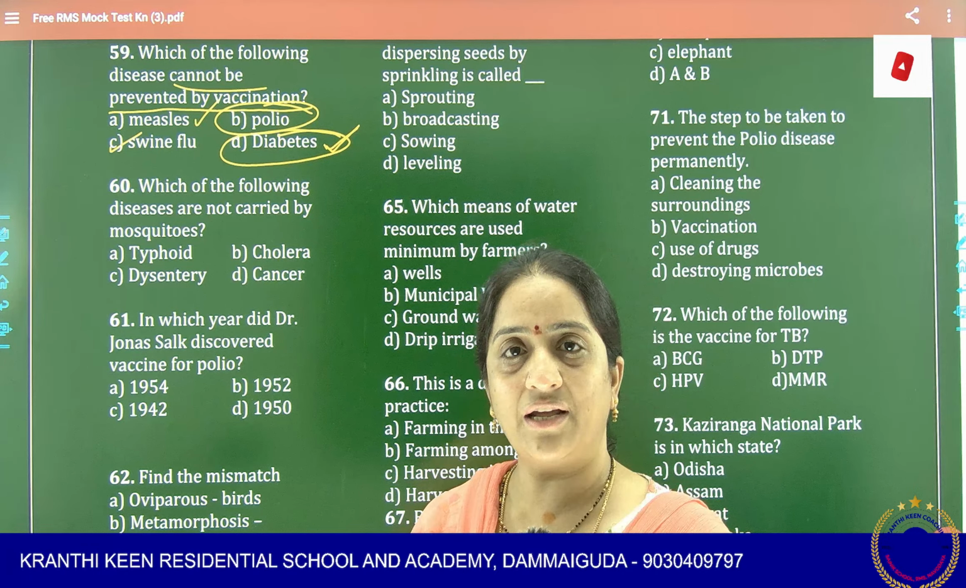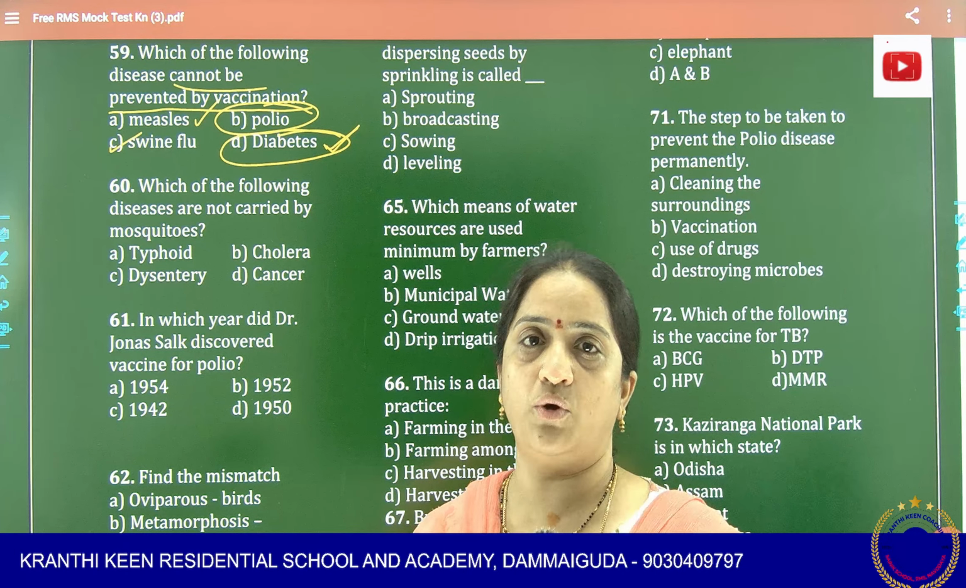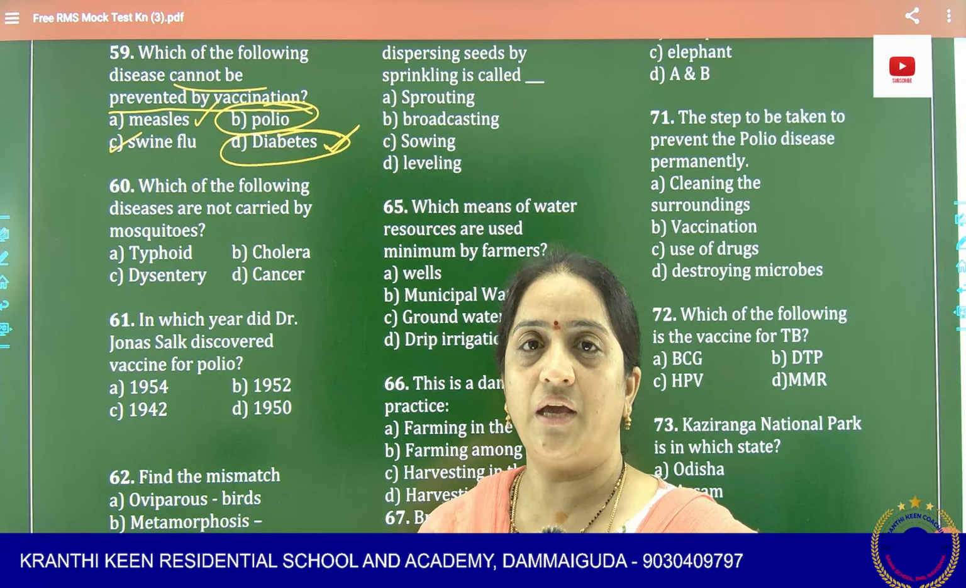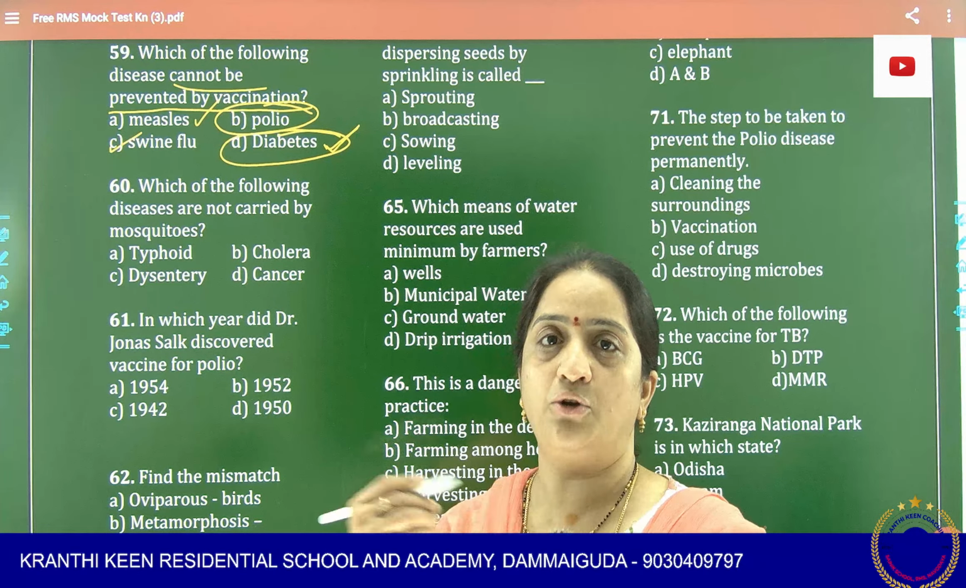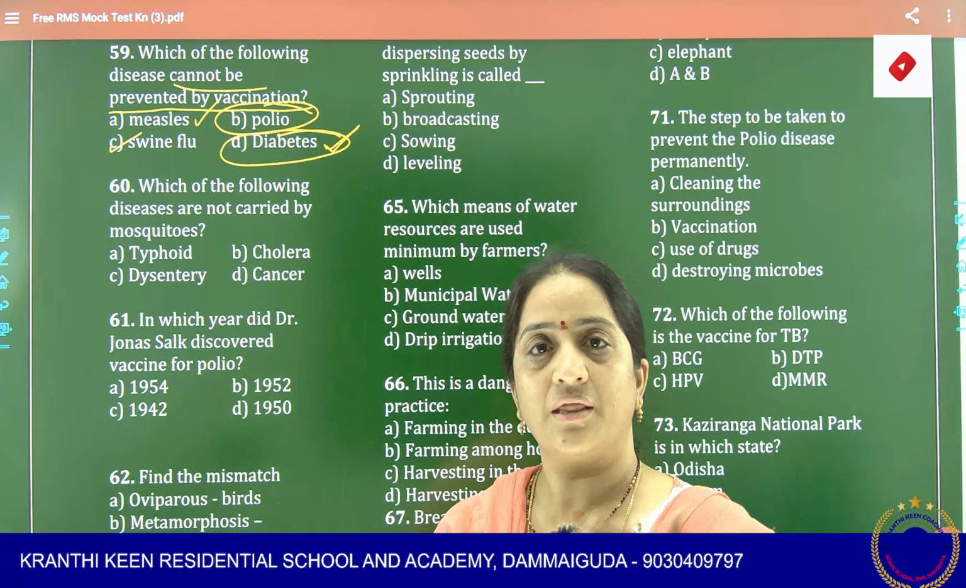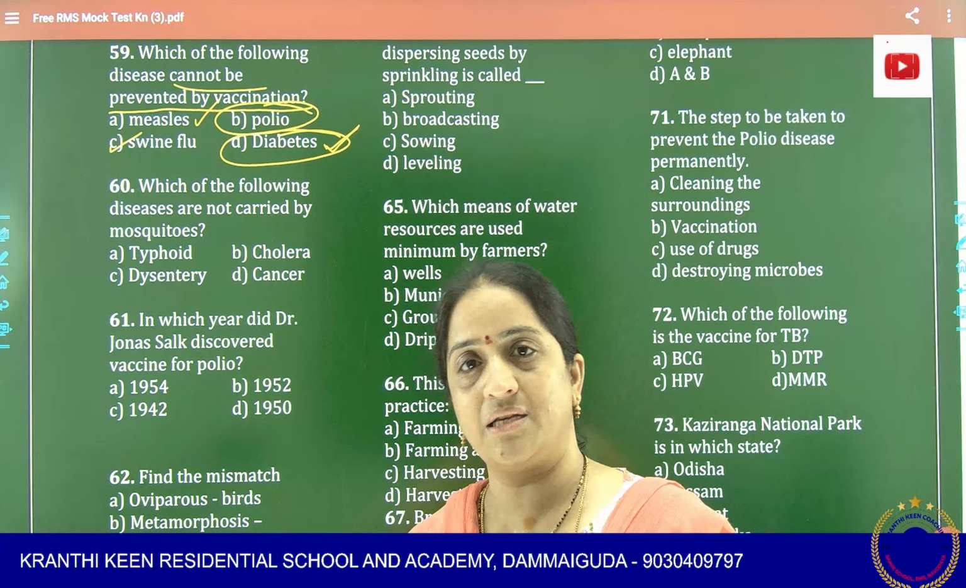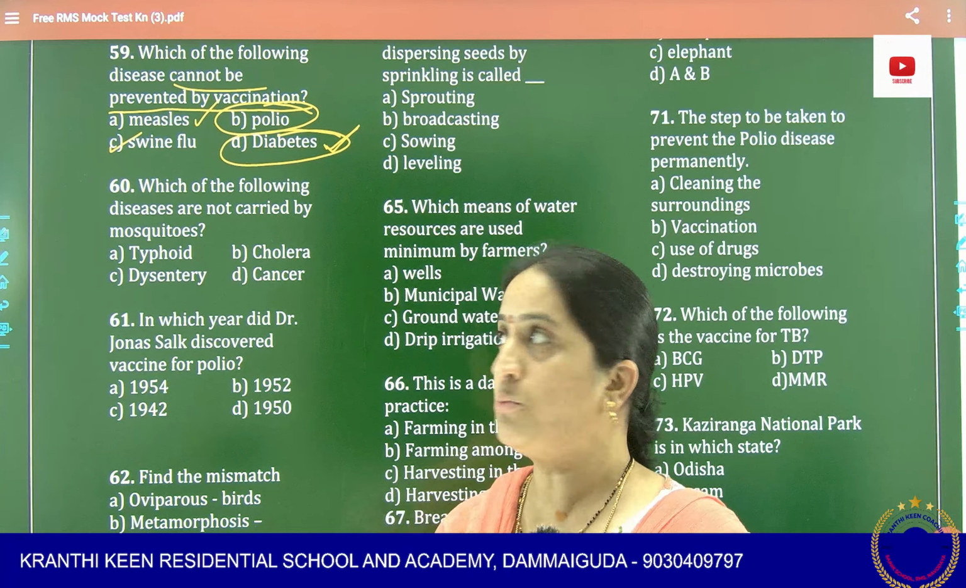All the deficiency diseases are non-communicable. That means they won't spread from one person to another person. Whereas the viral diseases and some bacterial diseases spread from person to person.